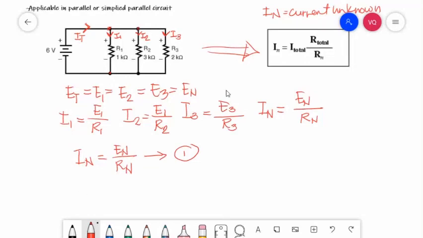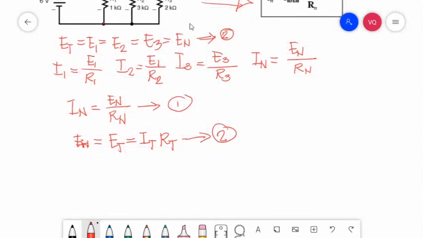We will substitute. Let's say this is equation 2. En is equal to our total voltage, di ba? And our total voltage is equal to total current multiplied by total resistance. So, in-segregate ko lang dito yung equation. So, again, this is our equation 2. We will now substitute equation 2 in 1. So, substitute equation 2 in 1.